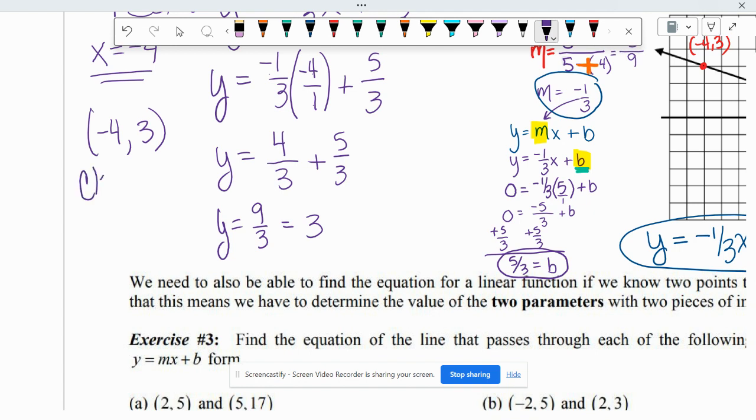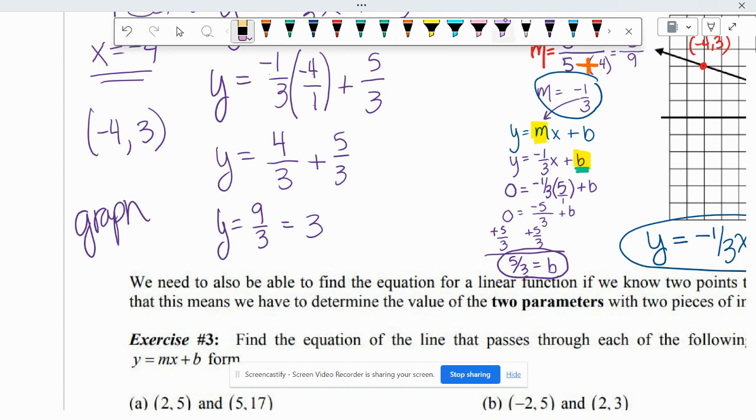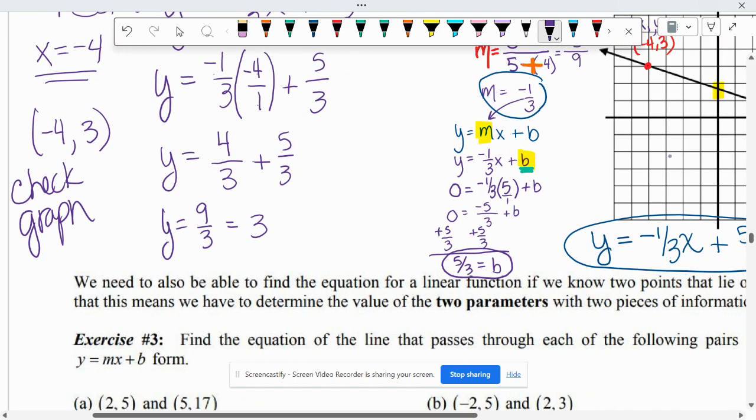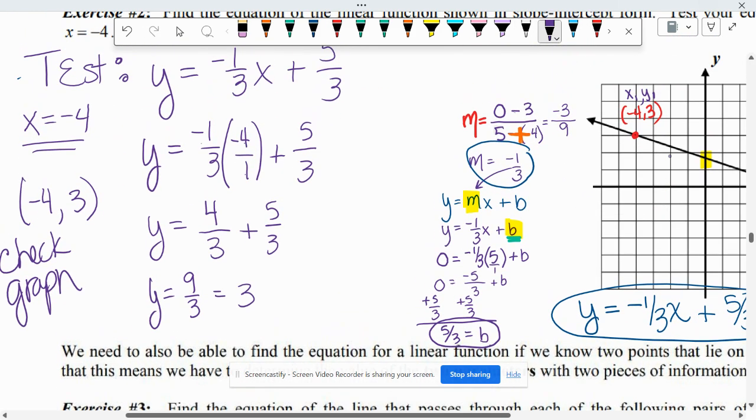We need to check the graph. You see I wrote CK because that's usually what I write for the word check. I don't really write it out. I just write CK. We need to check the graph. So let's check our graph. Well, I know that when x is -4, y is 3 because that was one of the ordered pairs that we used to calculate our slope. You guys see that? So do we have the proper equation? Yes.